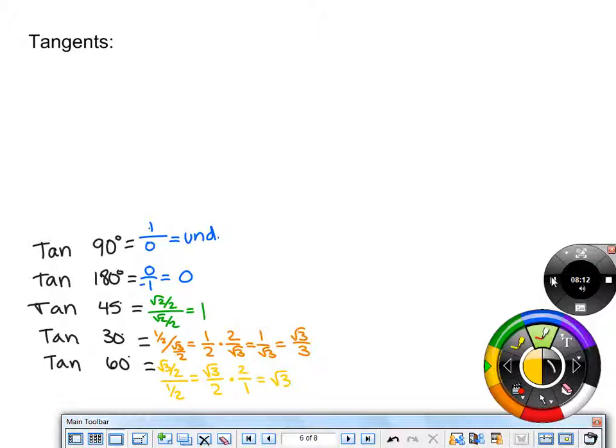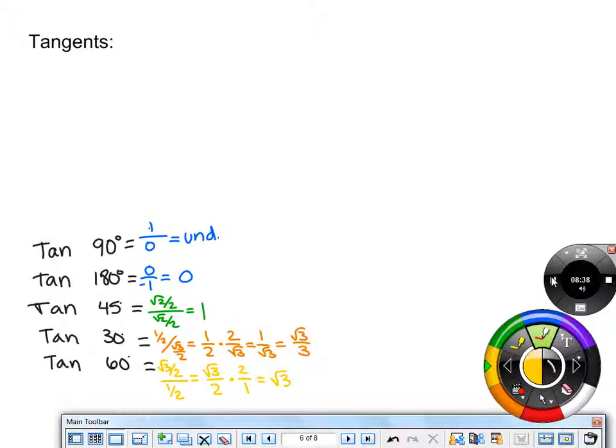All right, so tangent at 45. We discussed this a little bit last time. Root 2 over 2 divided by root 2 over 2 is 1. So every angle that has a 45-degree reference angle, the tangent is either going to work out to be 1 or -1, depending on the sign. At all those marks, 45 around your circle, it's either going to be 1 or -1.